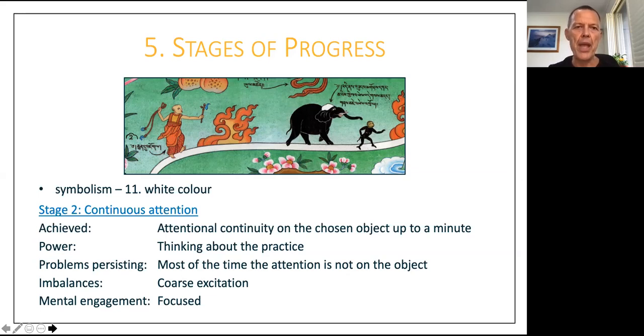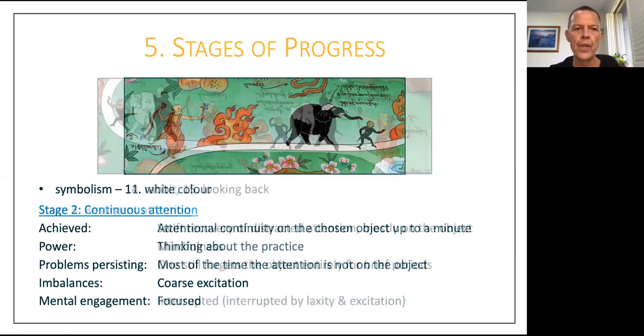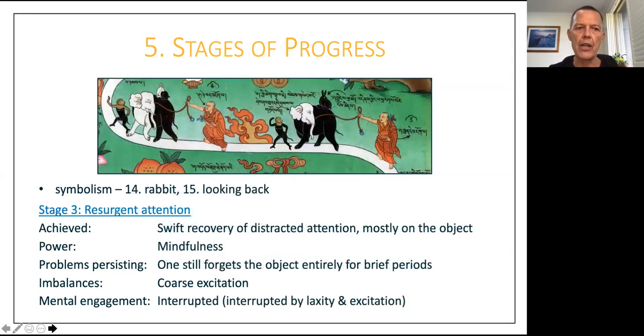Then we see another bend in the road to go to stage 3 and 4, and that bend is the power of mindfulness. It's through the power of mindfulness getting better and better that enables us to go deeper into the practice to stage 3 and 4. So let's have a look at stage 3 and 4. Stage 3 here is called resurgent attention.